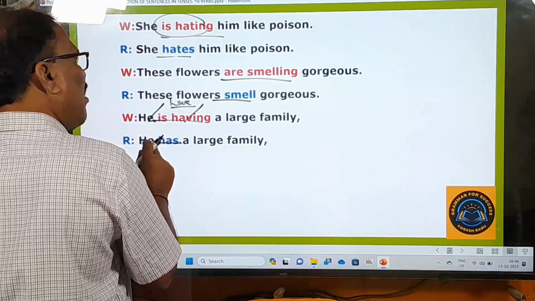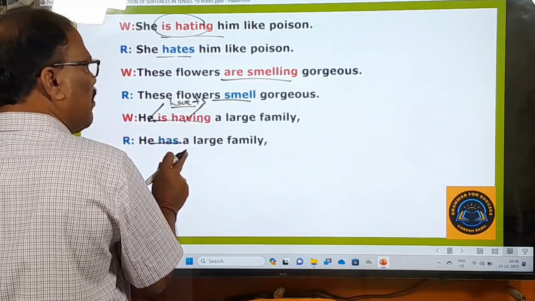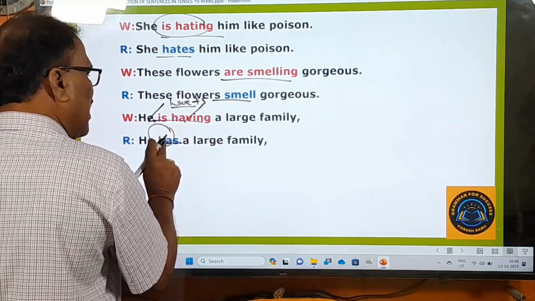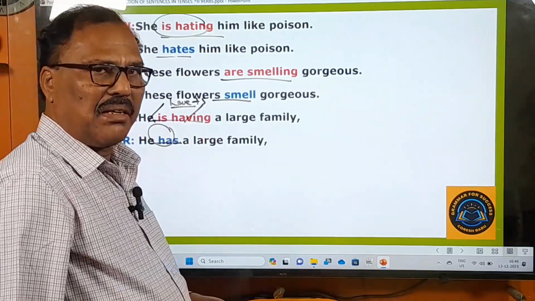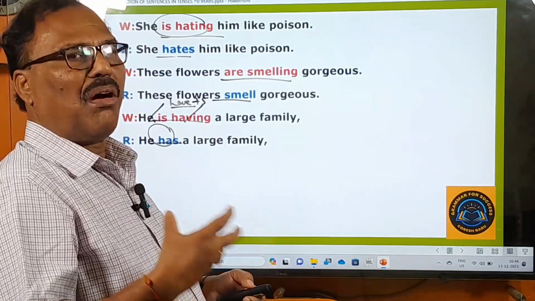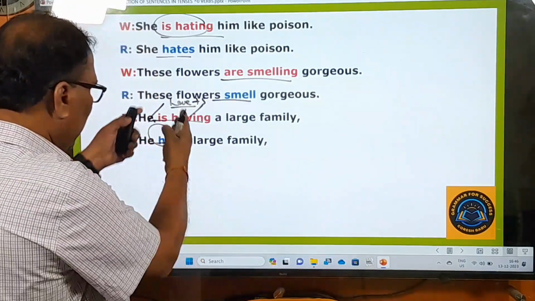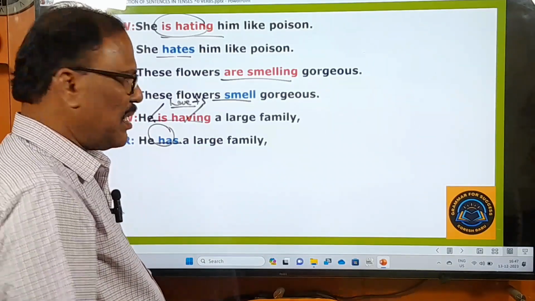So after this, in the third person singular, we use s in the simple present. If you add s to this have, that becomes has. That's why he has a large family. This point I made clear in my video on the use of simple present tense. Okay, I made it very clear. Please watch that video on the simple present tense, right?